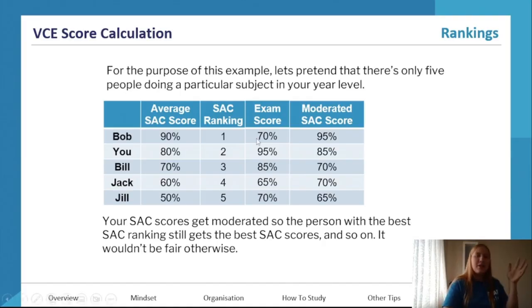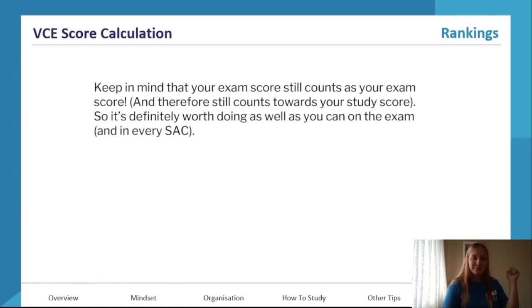But at the same time, your exam score is also taken into account when moderating your SAC. So say Jill only got a 50% average SAC score and she was the lowest in terms of SAC ranking in her school for that subject. However, she did get 70% on her exam. So her moderated SAC score was brought up all the way to 65% because she did well on the exam. She did just as well as Bob, who was number 1 for SACs. So it makes it all super, super fair. You can look at this example in a little more detail if you're interested, but I think I've explained everything here for you guys.